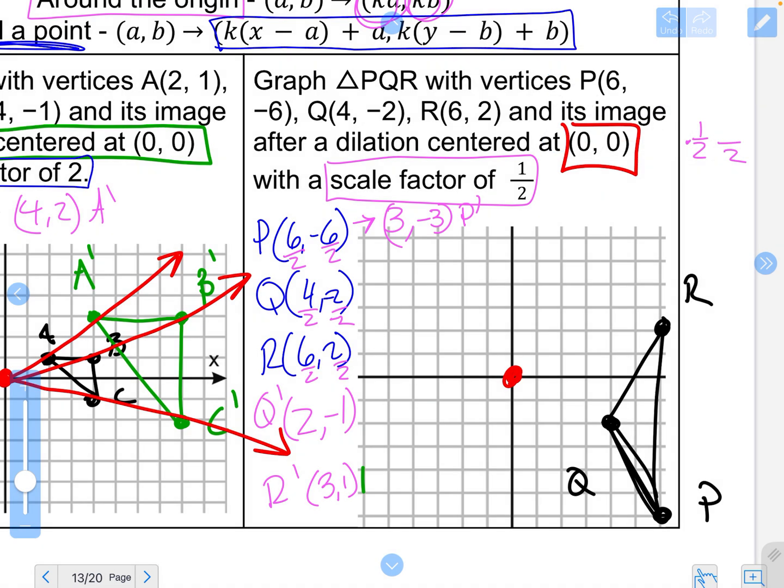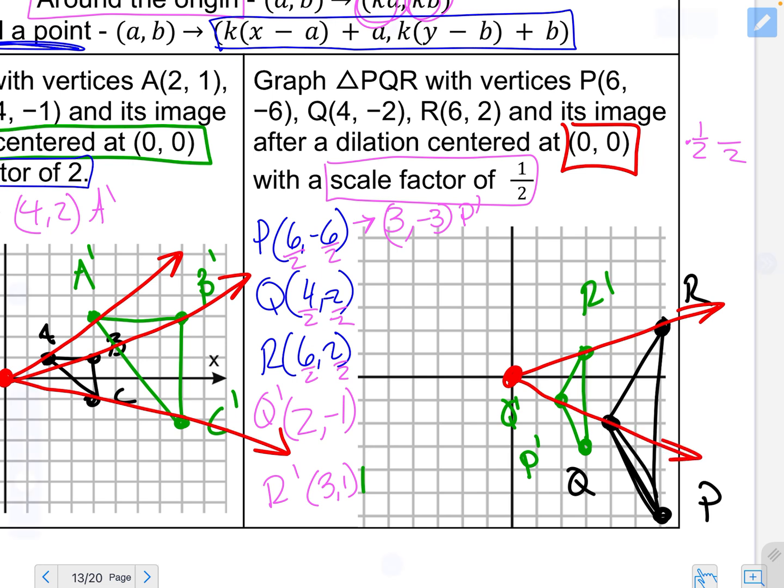So we've got 1, 2, 3, 1, 2, 3. It's P prime. We've got 2, negative 1, which is Q prime. And we've got 3, 1, which is R prime. And again, we can check it real quick by drawing a straight line that should go through both points. And so, yep, we did it correctly.